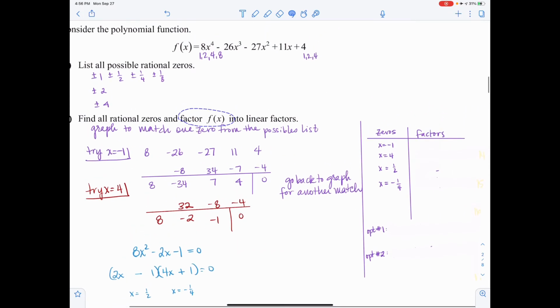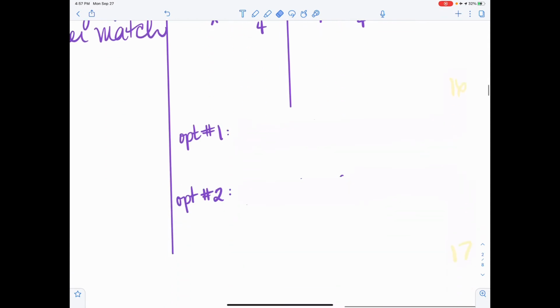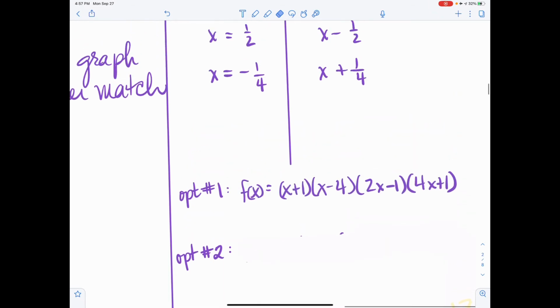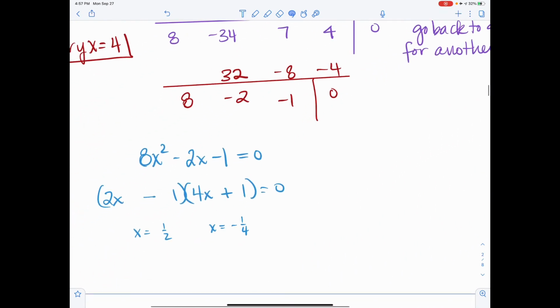So we'll come back over here and we'll turn each one of our zeros into factors. So the first two are going to be x plus 1 and x minus 4. And then the second two are going to be x minus 1/2 and x plus 1/4. And so we want to write our factors out in a product fashion. There's 2 ways to do this, just like there was 2 ways in the last video that I gave you. So option number 1 is that I could use my first 2 factors, x plus 1 and x minus 4. And then for my other 2 factors, I can use the factored version that I found over here, and that's perfectly fine.